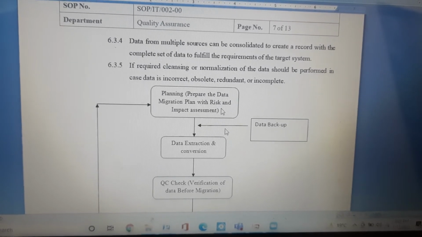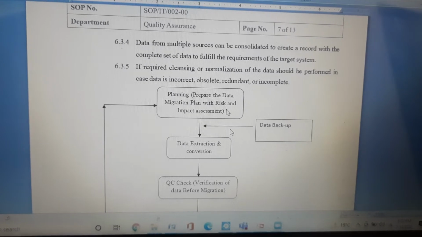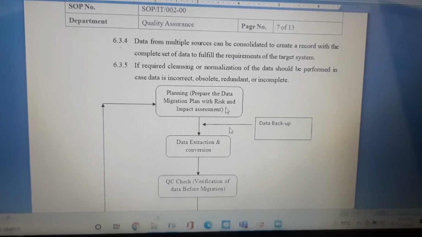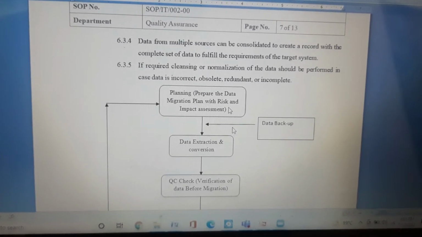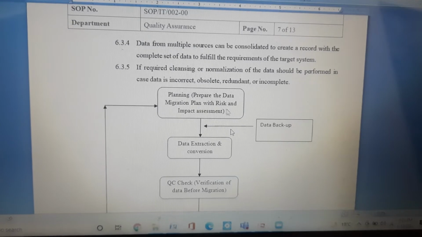We have to identify that, and based on that, we have to decide about the data migration plan, the strategy of the data migration plan, how we should proceed for the data migration plan actually. So prepare the data migration plan based on the risk assessment and impact assessment.